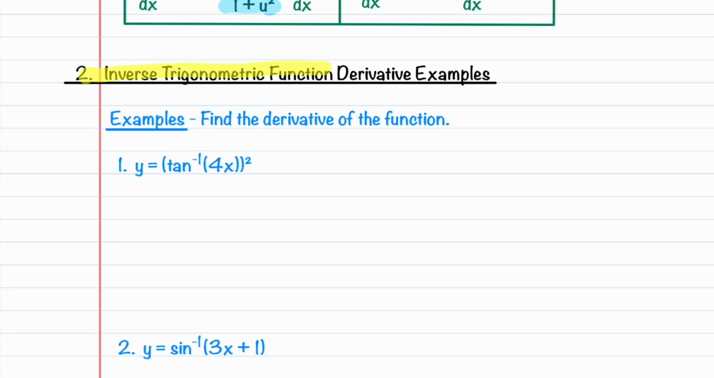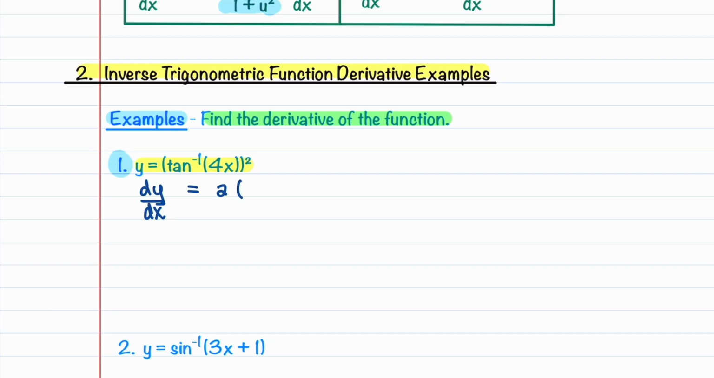Let's now go over some examples. In each of these examples, we are going to find the derivative of the given function. In our first example, our function is y is equal to the inverse tangent of (4x) squared. On our left-hand side, we have dy/dx. And to find the derivative of the right-hand side, we are going to use the power rule.